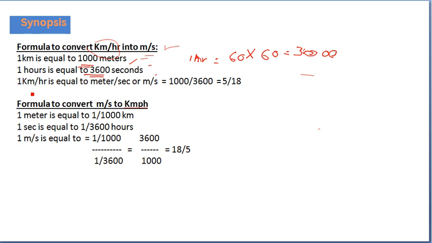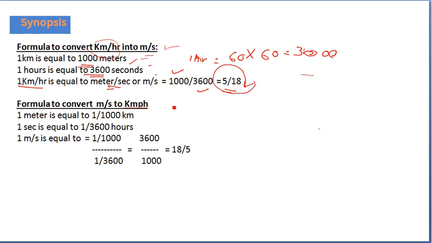In this, you are converting 1 kilometer per hour into meters per second. That is 1000 divided by 3600. The conversion factor will be 5 by 18. That means if you want to convert the speed from kilometers per hour to meters per second, you have to multiply directly by 5 by 18.